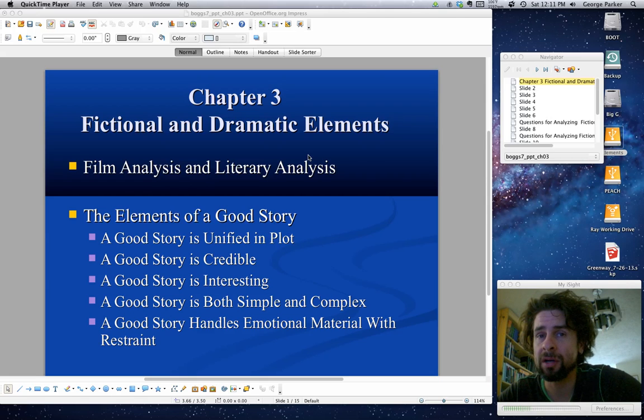So this week we're going to be talking about just the story elements. Now, we've had a conceptual storytelling class and we've learned a whole lot about how storytelling works.